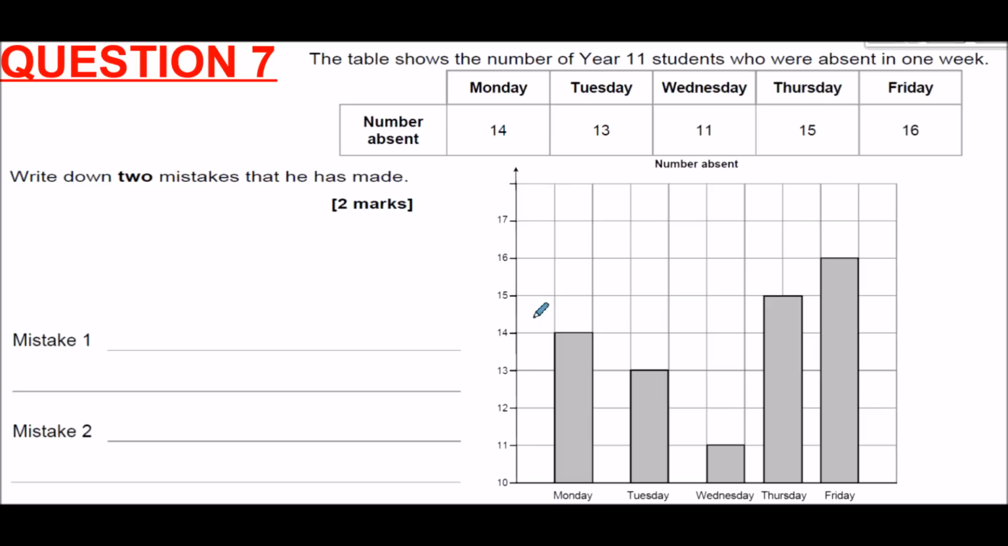Because of that, I'm going to go for 2 different mistakes, but I'm mentioning that first one so that if you do put down that the scale on the y-axis doesn't start from 0, just to let you know, that would be a mark for you. Now, the ones I'd go for is looking at the y-axis. It's not been labelled. So 11, 12, 13, 14, 15. These are the number of absences, but it's not been labelled. So mistake 1, I would say the y-axis hasn't been labelled.